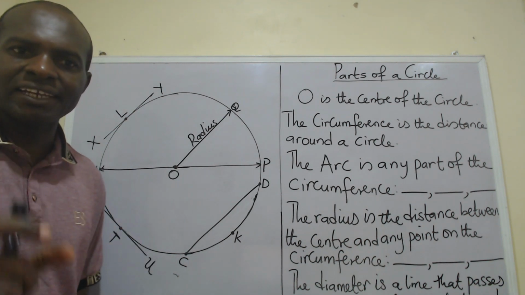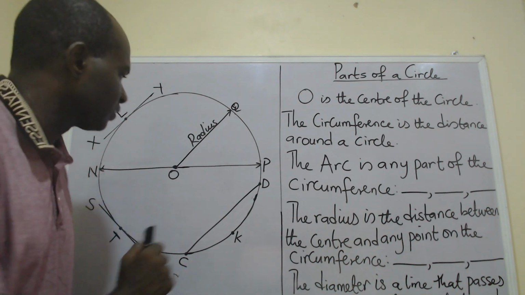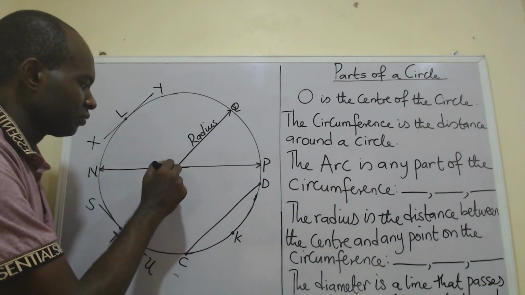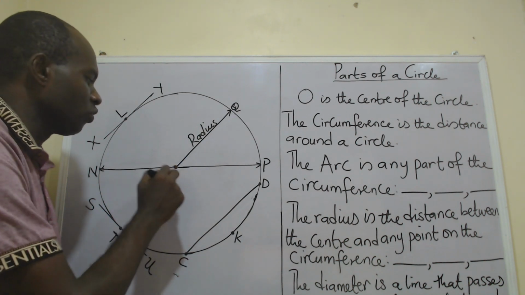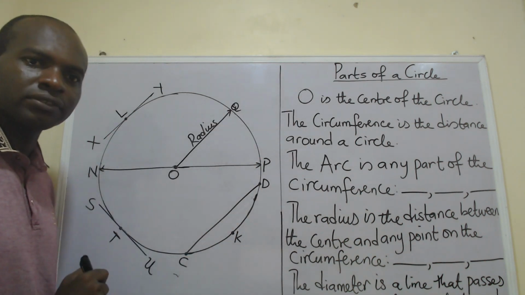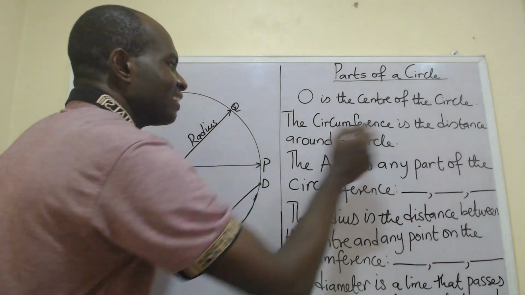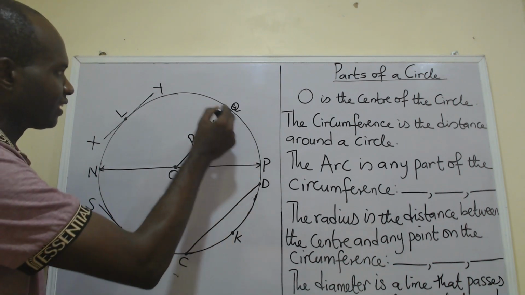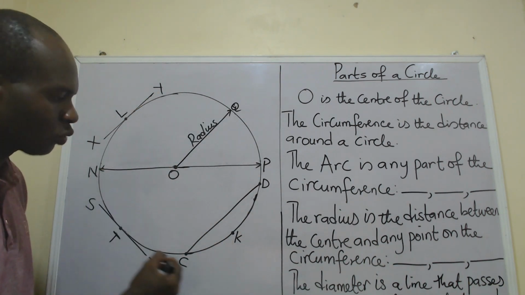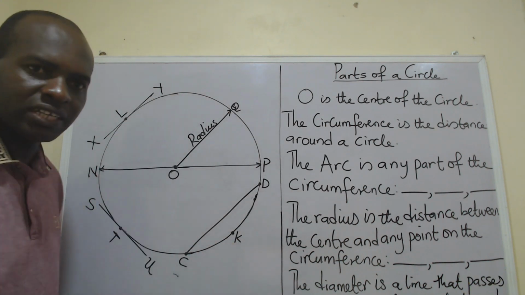What are the parts of the circle? Number one, O. This fixed point at the center is the center of the circle. O in this case is the center of the circle. Then the circumference. The circumference is the distance around a circle. When I say circumference, I mean this line, this curve that actually forms the circle, is called the circumference of the circle.